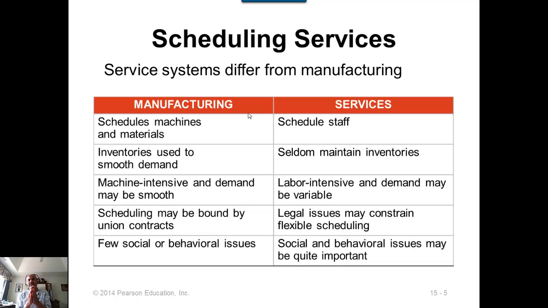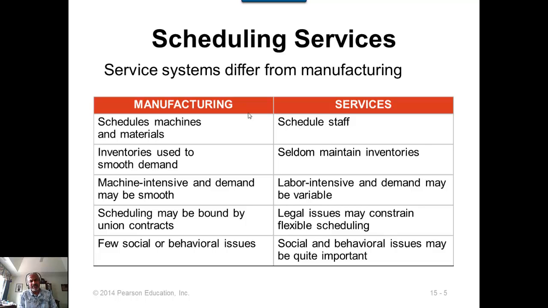Now, scheduling in services, there are some important differences. In manufacturing, the scheduling is mainly for machines: what machine, what job should be assigned. Whereas in services, scheduling is more towards scheduling staff. You need to make sure that your service operations are staffed adequately. Inventories are used in manufacturing quite a lot. You look at the work in process inventory to determine what kind of schedule you need to use, whereas inventory is not an issue in service.